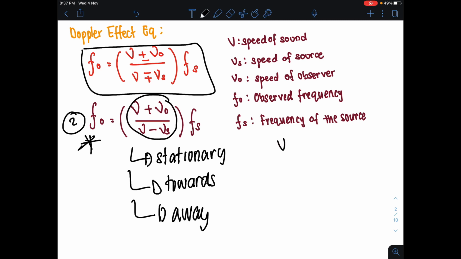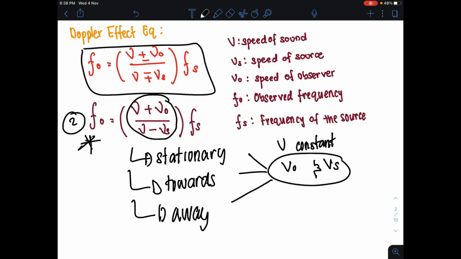3 jenis V. V ini adalah constant. Awak tak payah risau. V yang tak ada subscript, V constant, dia akan bagi dalam soalan, awak boleh ambil pakai. V0 dan juga Vs ini, sebelum kita substitute, kita kena bergantung kepada 3 perkataan ini. Maksudnya you have to look for these 3 terms in the question. Okey, kalau dia kata stationary, tak kisahlah dia kata observer stationary ataupun source yang stationary, kita akan substitute V kita itu dengan 0.